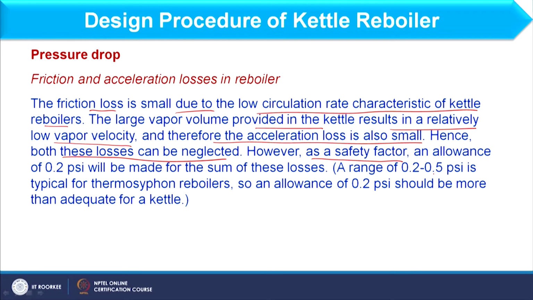Further, as a safety factor, we consider 0.2 psi as the loss, and if you see further, a range of 0.2 to 0.5 psi is typical for a thermosyphon reboiler. So an allowance of 0.2 psi should be more than adequate for the kettle. In this way you have to consider friction and acceleration losses in the reboiler, and that will be equal to 0.2 psi. Fine. And now we will see the friction loss in the feed line as well as the return line.